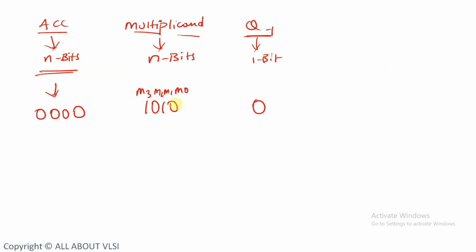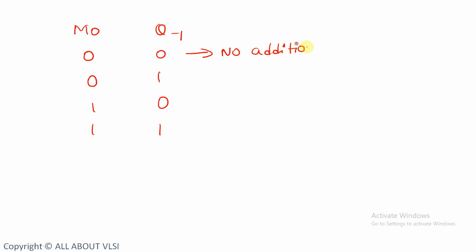We are going to consider these 2 bits. According to these 2 bits, we are going to decide what type of operation we should do. Let's say we take m0 and q minus 1. The pair may be equal to 00, 01, 10, or 11. If it is equal to 00, then we are going to basically shift the bits by 1 bit position.